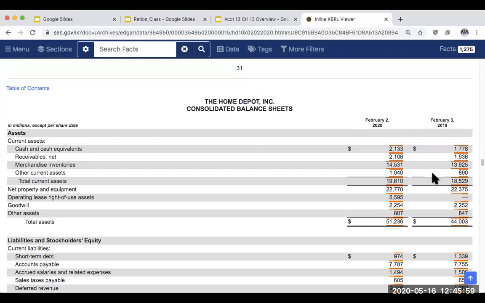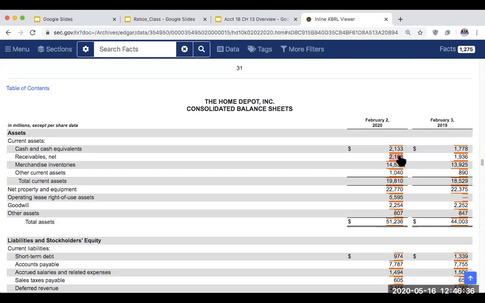Well, what I would say to myself is, what percent is merchandise inventory of my total assets? And right here, this is about 14.5, this is about 51. So the total inventory represents approximately 29% of the total balance sheet for Home Depot. Now, compare that to receivables. Receivables is $2.1 billion, and of the total $51 billion in assets, it's probably right around 4%.